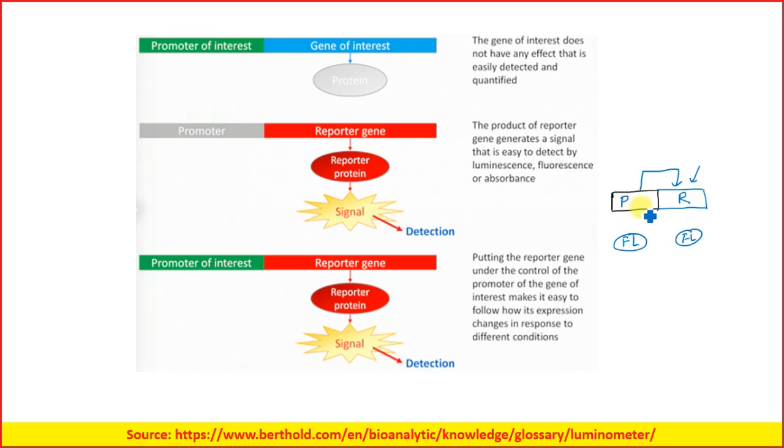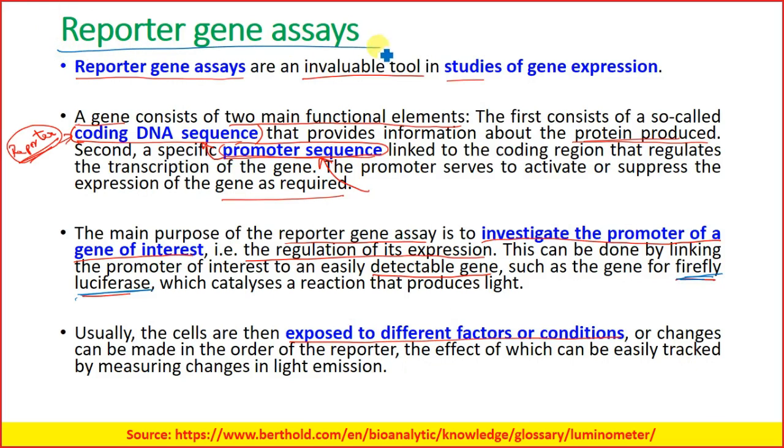So maybe at that time this promoter may be activated. So that is another condition. Under that suitable condition, it will send the signal to the reporter gene to produce more FL. Now when you are producing more FL, the intensity of the bioluminescence from the E. coli will increase. And this is what we do in reporter gene assays.